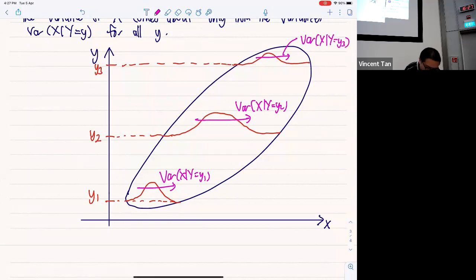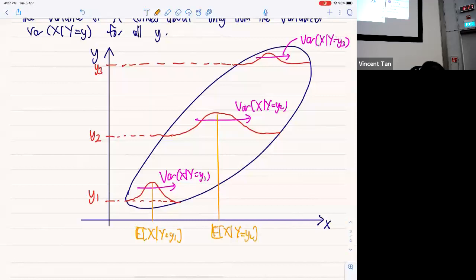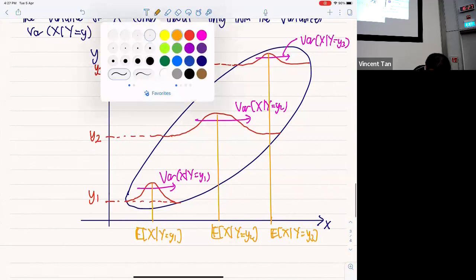But the way I drew this is such that there is more interesting stuff, because here the conditional expectations are not the same. Y equals y1, here you have a different conditional expectation. Expectation value of x given y equals y2. And this color is not very good, we'll try our best. Okay, and this is the expectation of x given y equals y3, and so on. So here there is a spread in terms of the variances conditioned on each little y, and there's also a spread of the expectations, okay?